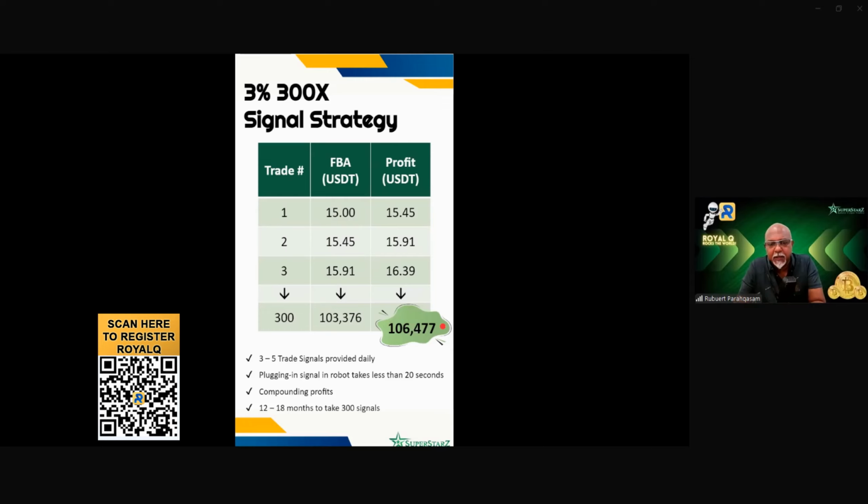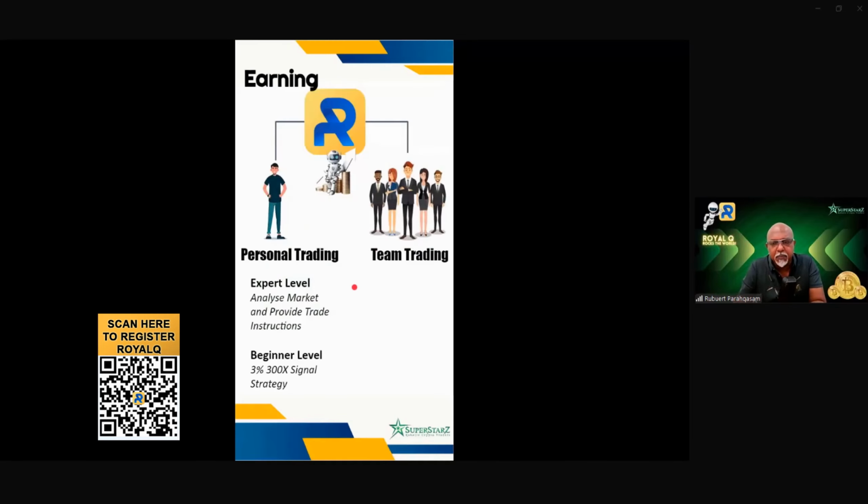That's a lot of money. And how long does this take? It is a process and it does take a bit of time. It can take anywhere from 12 to 18 months for your $15 to grow to $106,000. If, for whatever reason, the market is not in your favor and it takes a bit longer to deliver, you can always take another $15, open another trade, and keep moving forward. No issues at all. The 3%, 300 times signal strategy works really, really well for a lot of people.